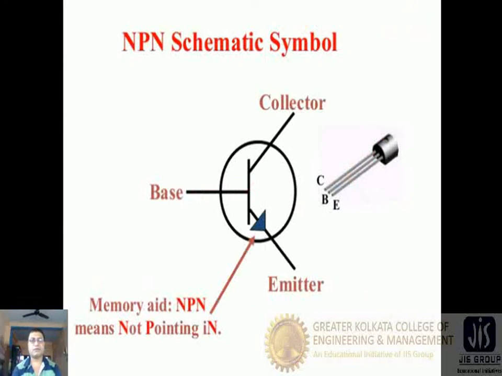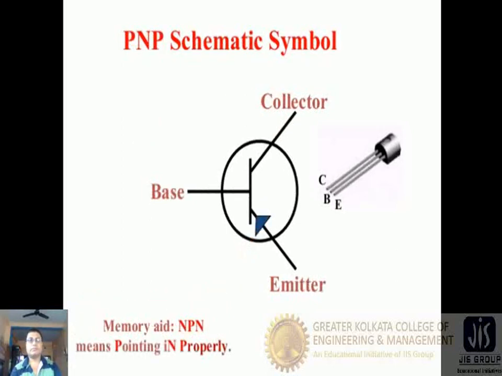Now we take the schematic symbol of the transistor. We have to keep in mind the most significant thing is the arrow. It determines whether the transistor is PNP or NPN. We have to memorize that for NPN it is "not pointing in", that means it is pointing out. That is why the base region is p-type material and the other two are n-type. In this way we can memorize or simply identify whether the transistor is NPN or PNP by seeing the schematic symbol.